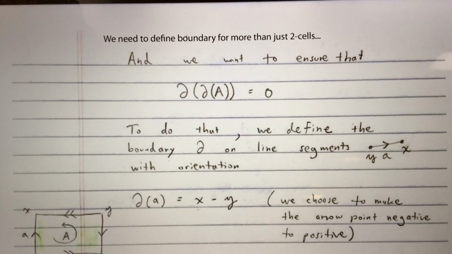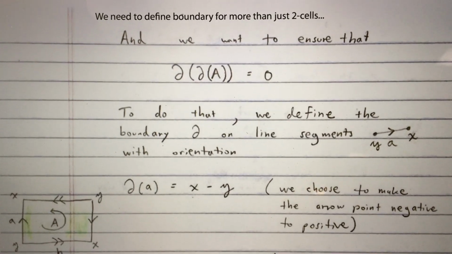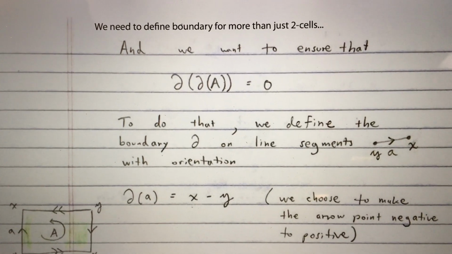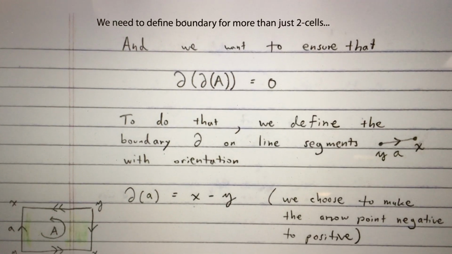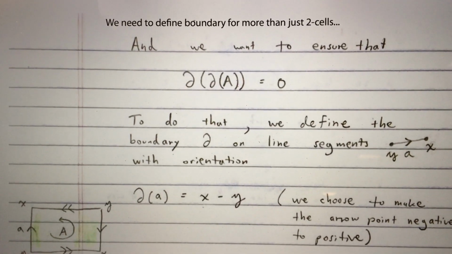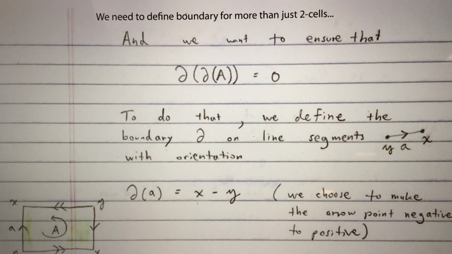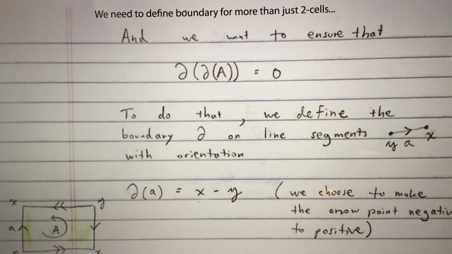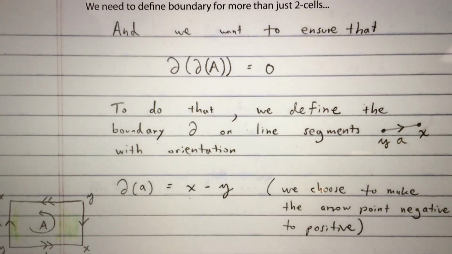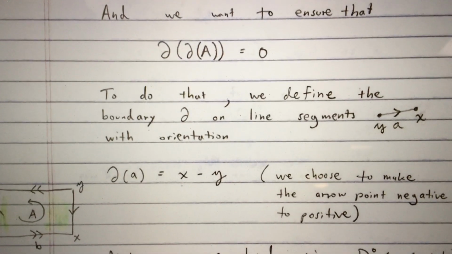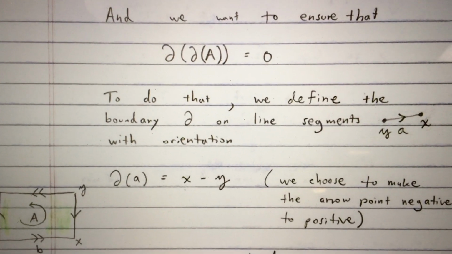So we need to define the boundary for more than just two cells of a cell complex. We're going to do 1 cells, we'll do 0 cells, later on we'll do 3 cells. Any way we define it, though, we want to ensure that the boundary of a cell comes out to equaling 0. And remember, it works that way naturally for sets. The boundary is empty. But now we're talking about groups, and we want to make sure that when it came out empty as a set, for a group it comes out 0.